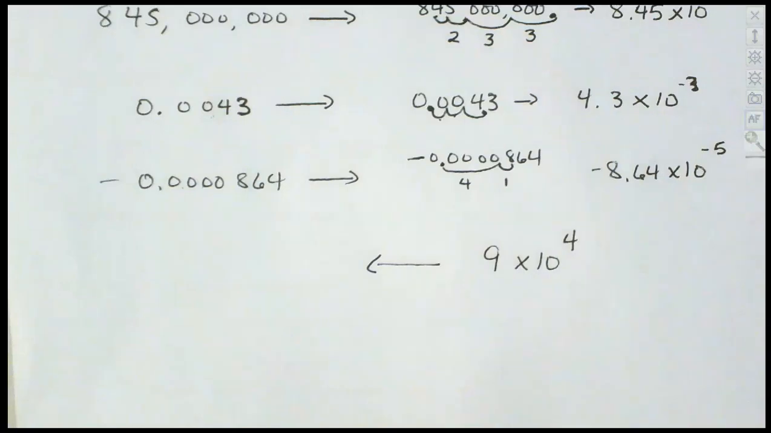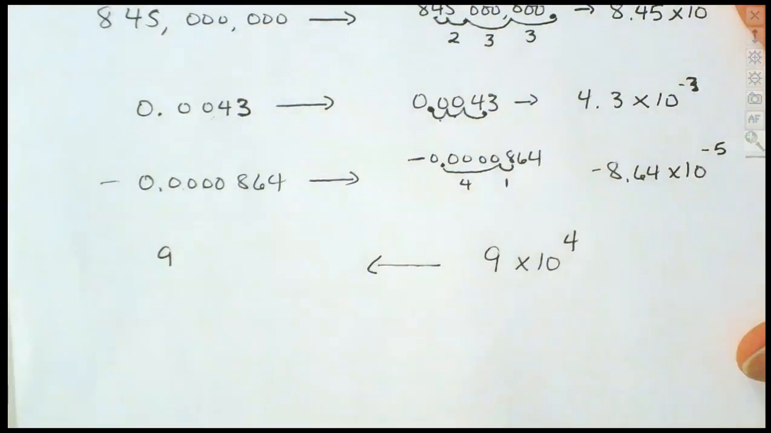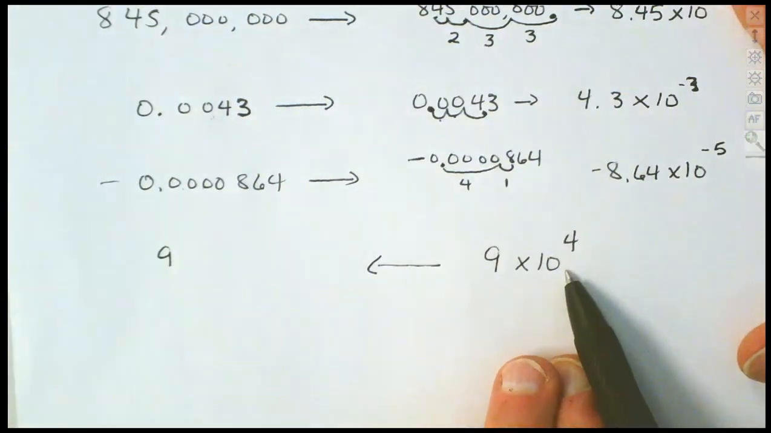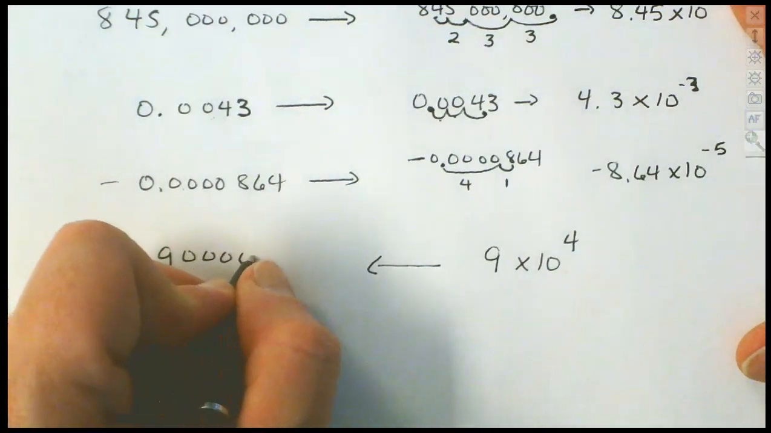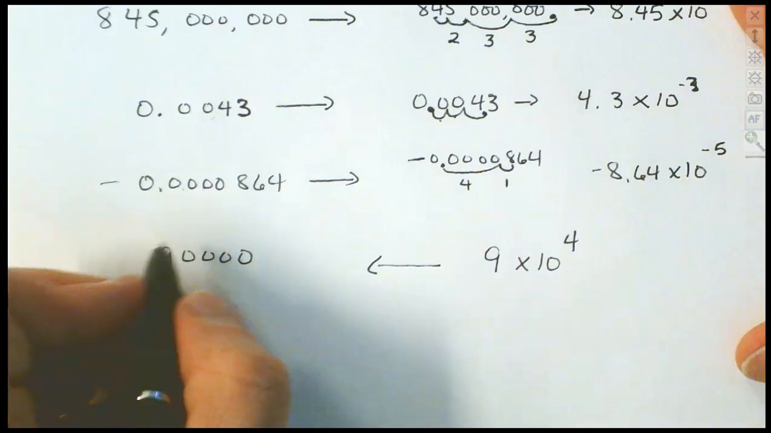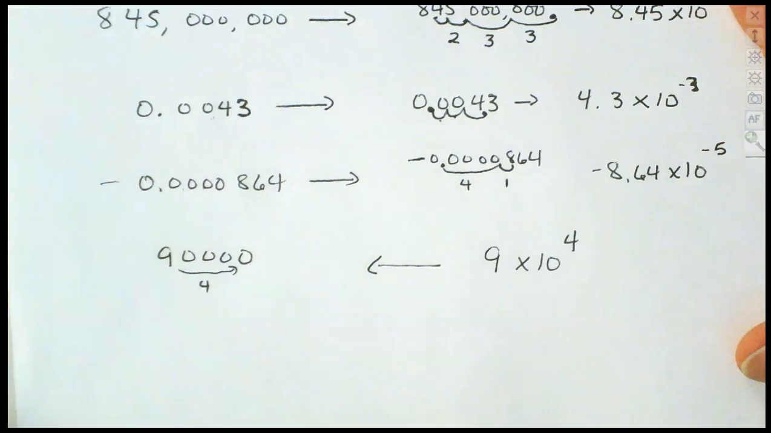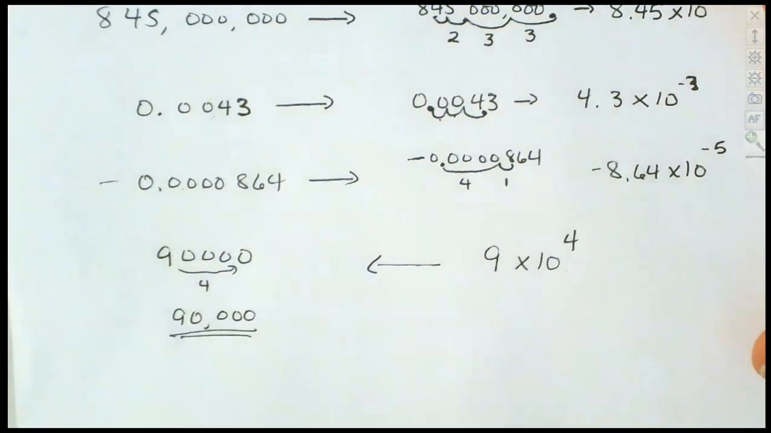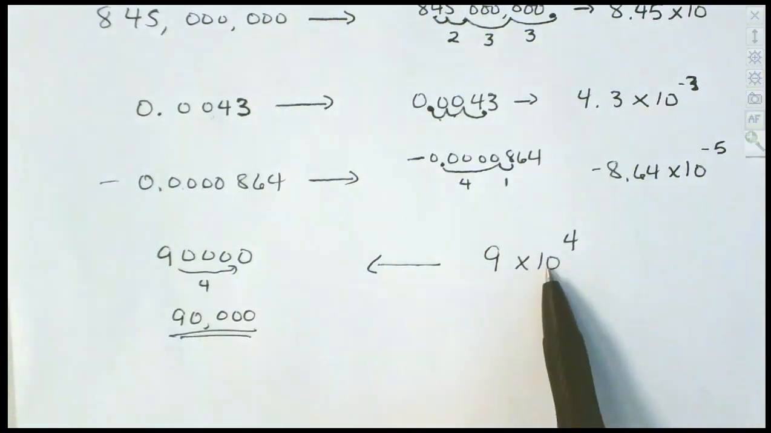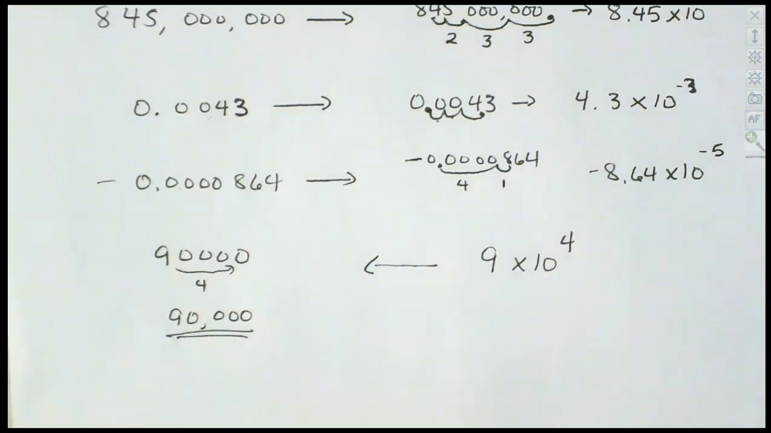Well, it's 9 times 10 to the 4th power. So there's my 9, and this tells me how many zeros I have to add in. So I've got to add in 1, 2, 3, 4 zeros. So that's going to make it then, because we're going to move it forward 4 units, 90,000. So 9 times 10 to the 4th. This tells me how many zeros I've got to add in. Moving it back then 4 places, that makes it 90,000.